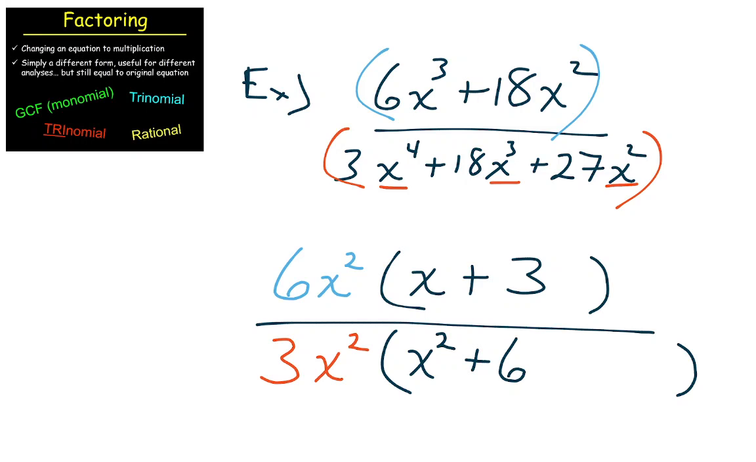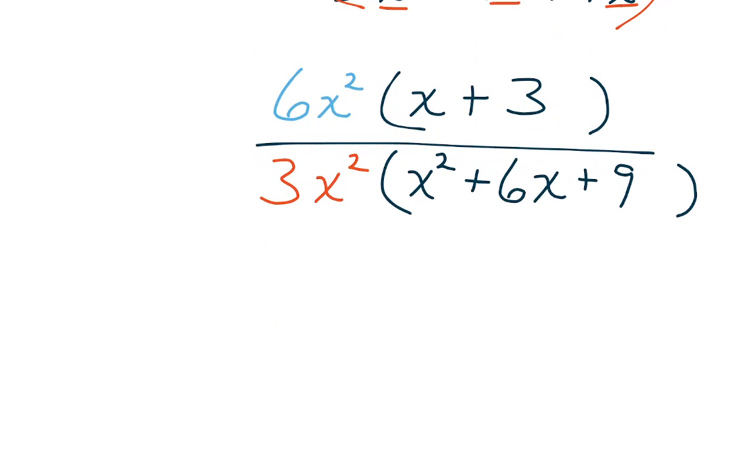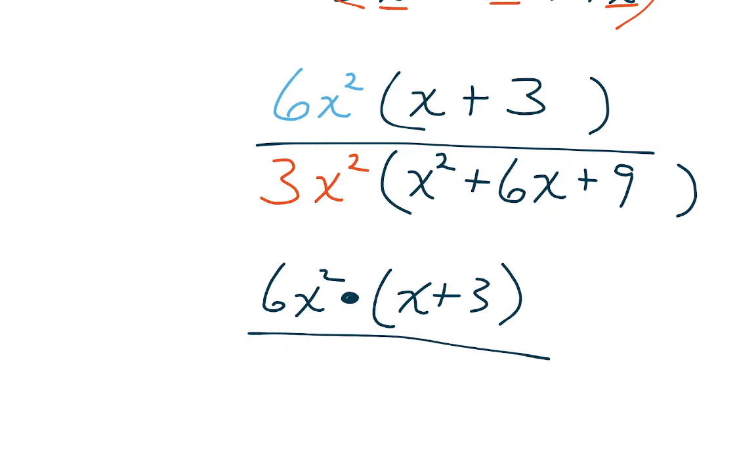18 got divided, so now it's down to 6. X squared got pulled off, I'm down to just x. 6x to be exact. And then over here, 9. What's going on here? Well, we're changing the problem to what's called factored form. Factored form is when things are multiplied. There's a multiplication sign right here, and you're going to find out in a second that that's good.